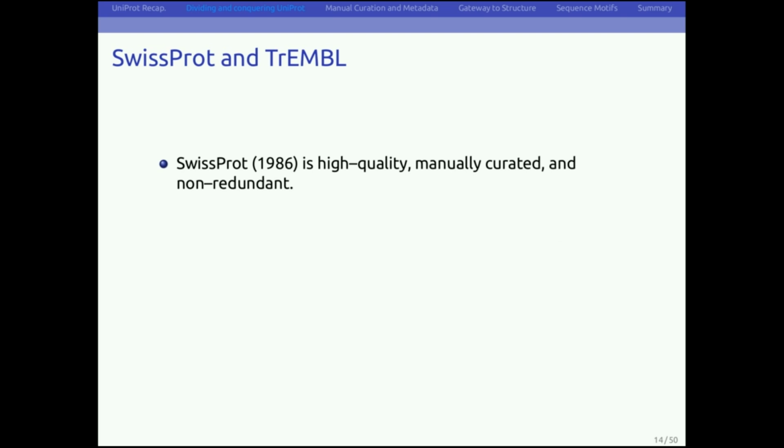SwissProt was developed in 1986. That was the first project. Before this umbrella UniProt existed, it was its own project, and as the name may indicate, it was based in Switzerland. And it is very high quality, it's manually curated, and the sequences are non-redundant, which means that identical sequences will not occur in SwissProt. And the redundancy is removed through manual curation, which means human beings actually sit down, look at the sequences, and do a bit of work to determine the quality and which sequences stay in the database and which sequences get kicked out.